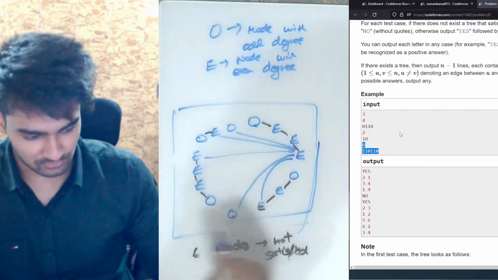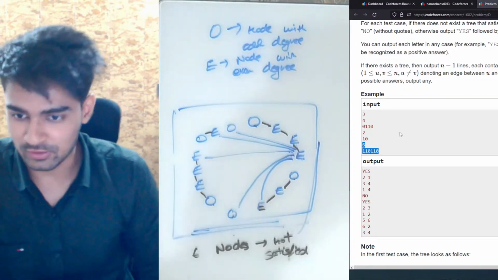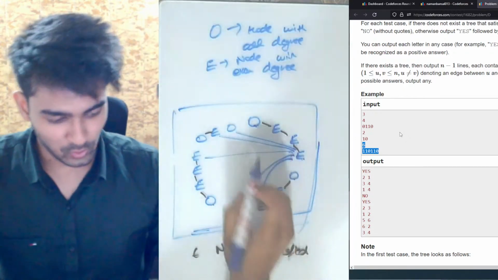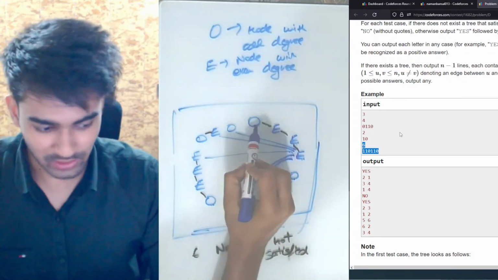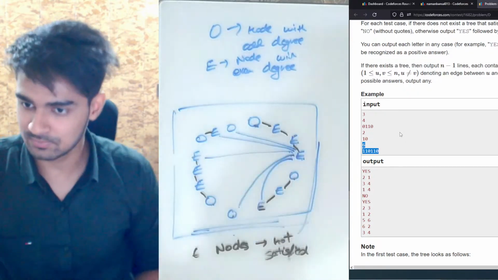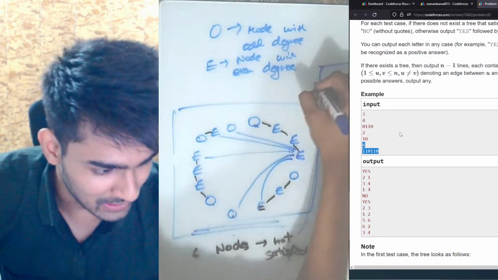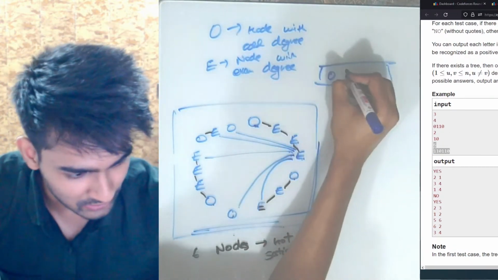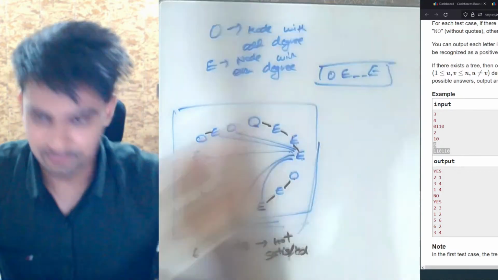Now let me just prove why this works. Okay, so what we initially did was we took every odd value, connected it with all the subsequent even values. So let's assume I have a set here. This has some number of even values.